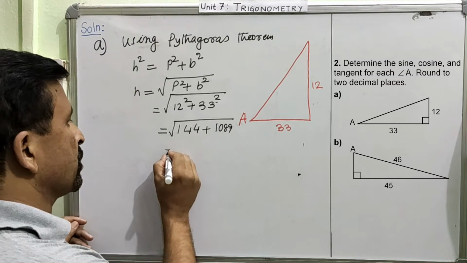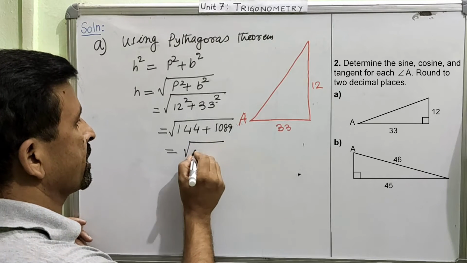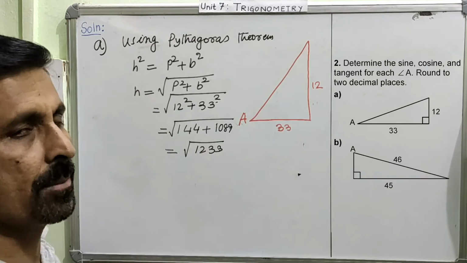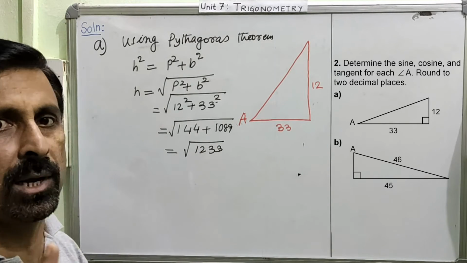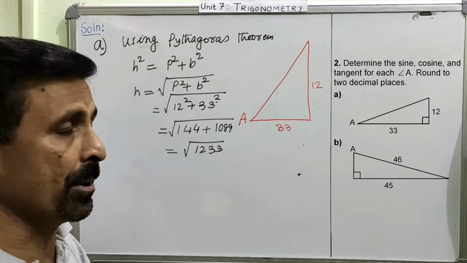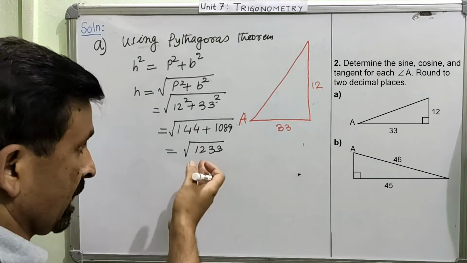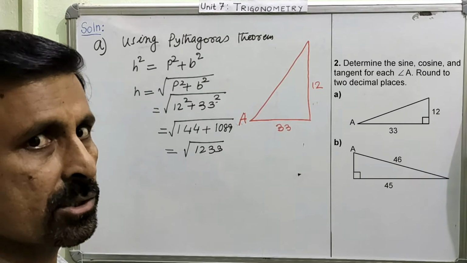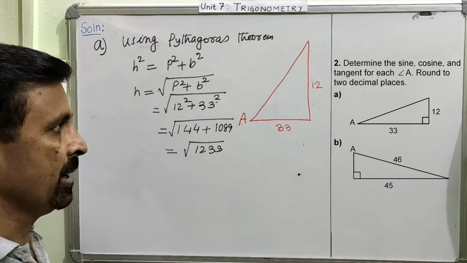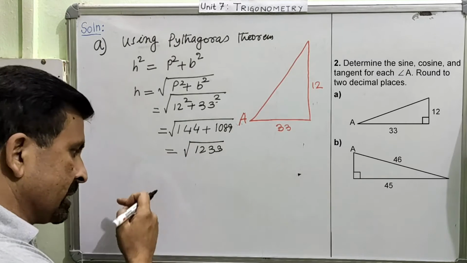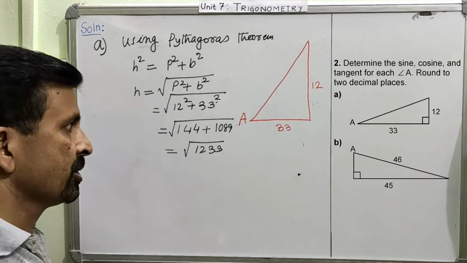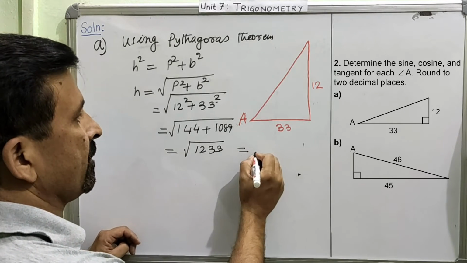Now, when you add these two, you get 1233. If you remember in the previous question, question number 1, you got that value as 25, and 25 was a perfect square. Because of that, you could get the value of the hypotenuse as a whole number. But here, unfortunately, this 1233 is not a perfect square. So you will get the answer in decimal, and because of this decimal only, the answers are all going to come in decimal. Is this okay? So you can use the calculator and find the value of this.